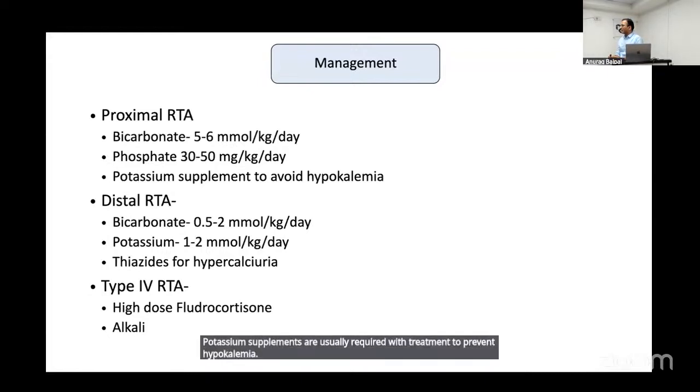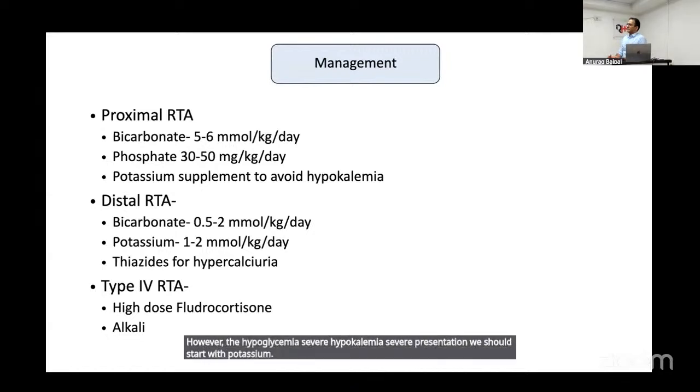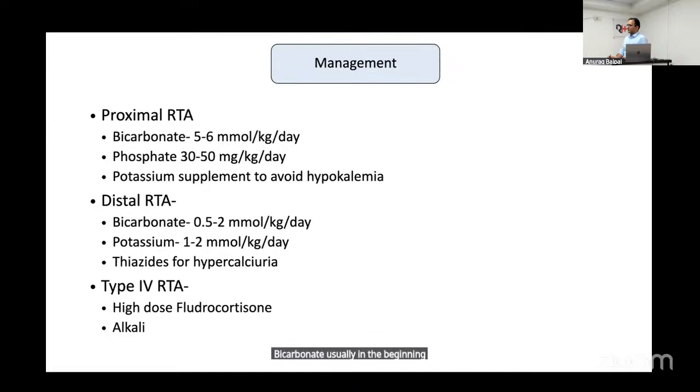In distal RTA, bicarbonate is given in a low dose, 0.5 to 2 millimole per kg per day. Potassium levels and the hypercalciuria usually improve with the treatment of acidosis. However, if the hypokalemia is severe at presentation, we should start with potassium. Bicarbonate, usually in the beginning, you will need to give a higher dose because there is a lot of accumulation.